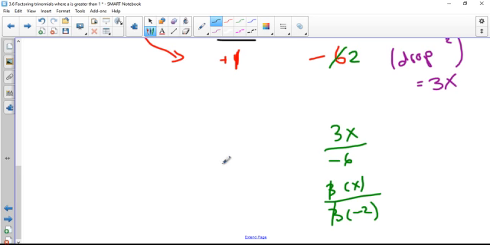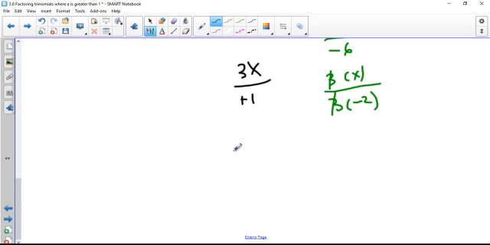So then my two factors are 3x over plus 1, and x minus 2. And that is our answer. We just set that up as our two brackets: 3x plus 1 and x minus 2. And we're done.